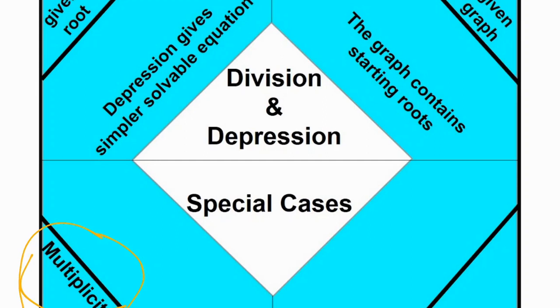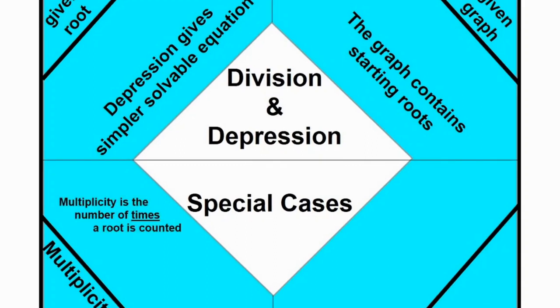Multiplicity is a new word. I don't expect you to already know what it means, so let me give you a definition. Make sure that you give yourself enough space to take some notes, but you also probably want to write down that multiplicity is the number of times a root is counted.